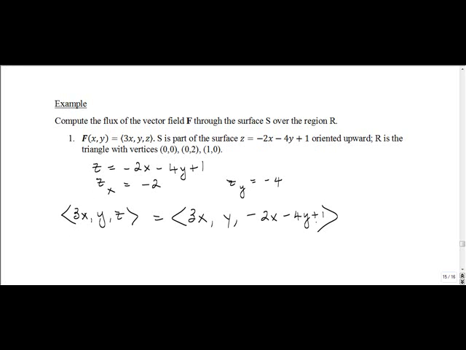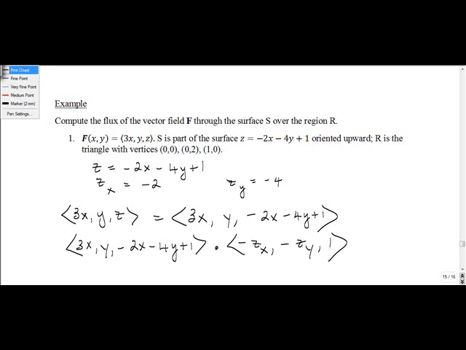So, the integrand, we need to find the dot product of what? I'm not going to write out the formula again. It's quite long. But you're finding the dot product of the vector field with, and I'm just going to write it, negative partial z with respect to x, negative partial z with respect to y, 1. So, that's the formula, okay? This is going to be your integrand.